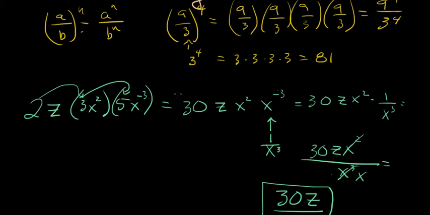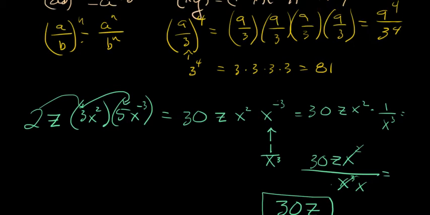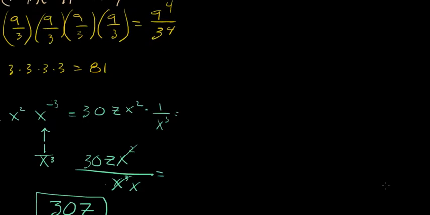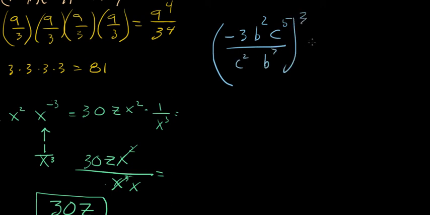Let's try another one here, and move over here. Shall we? Yes, we shall. This is a little bit more complicated. Say negative 3b squared c to the 5th over c squared b to the 7th, to the 3rd power.